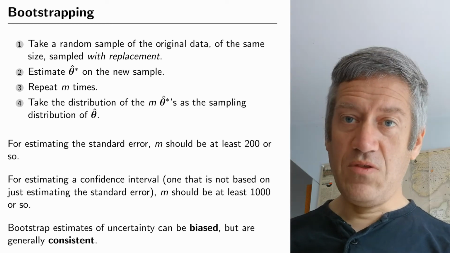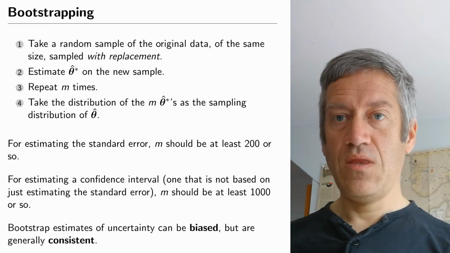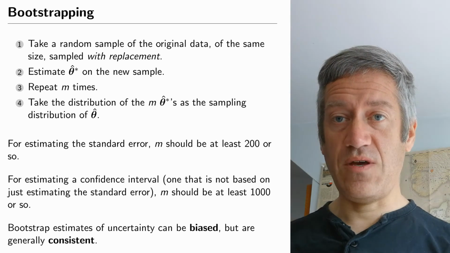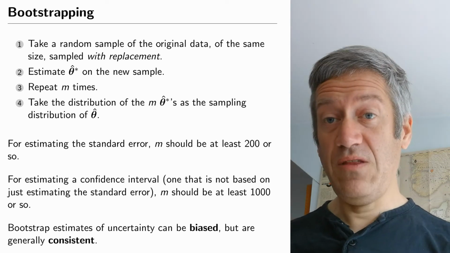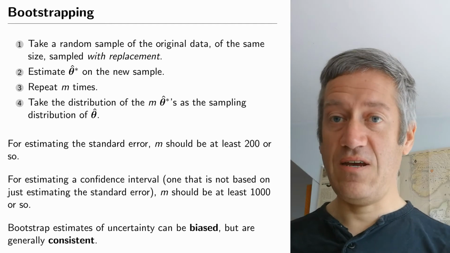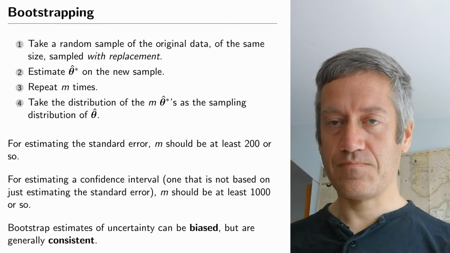You take a random sample of the original sample that you have, of the original data set. And that sample has to have the same size, so we have the exact same number of observations. But because we sample with replacement, that means that every observation we have sampled is put back in the data so that it can be included in the next sample point.